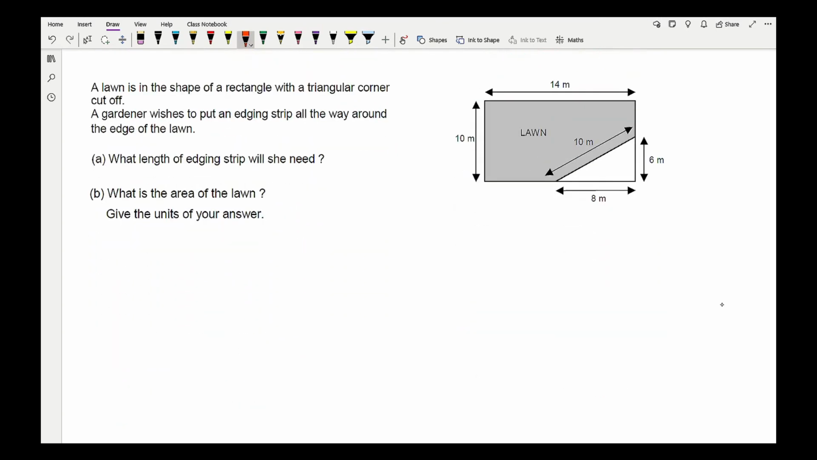So this says that a lawn is in the shape of a rectangle with a triangular corner cut off.